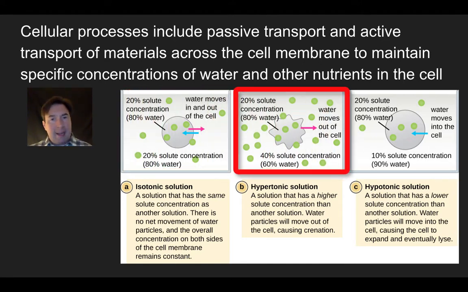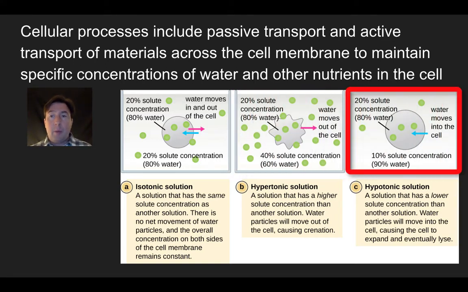But let's say we take that same cell and we drop it into a really salty solution. Now there's more salt outside, and there's less water outside. As a result, the water is going to rush out of that cell and the cell is going to shrivel up. We call this a hypertonic solution. The solution outside causes the water to rush out of the cell, trying to get an equal balance of water and solute both inside and outside the cell. This causes the cell to shrivel.